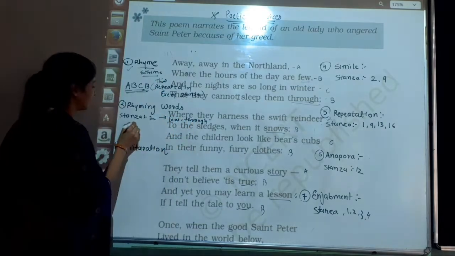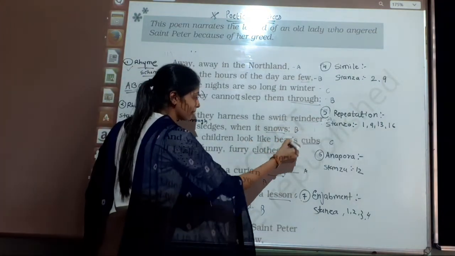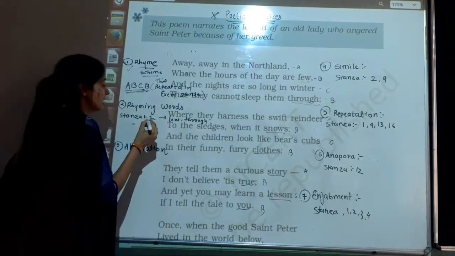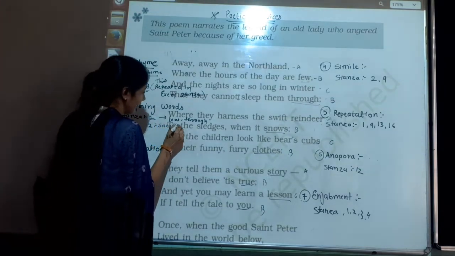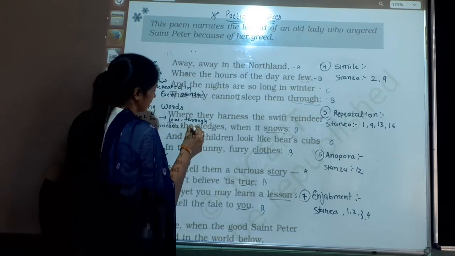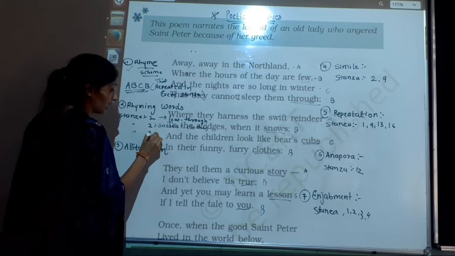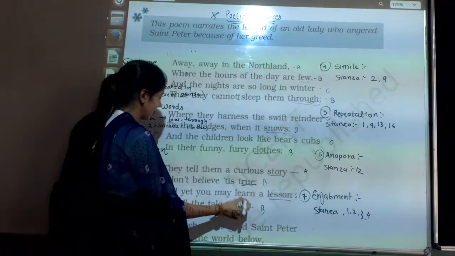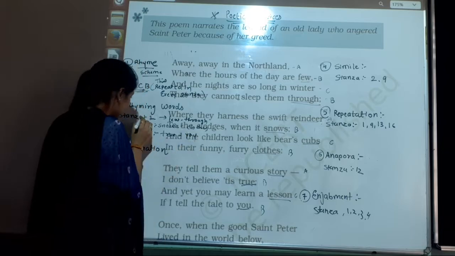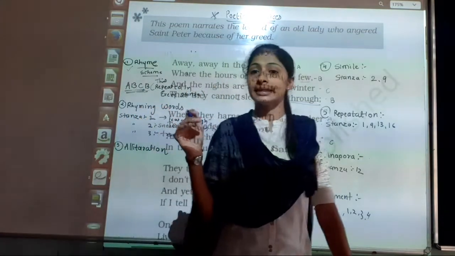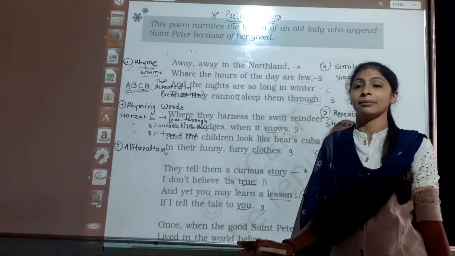Same as you will write here stanza number 2. What is the BB? If BB is there, this becomes the rhyming words. So snows and clothes. Understood, students? So like that on stanza number 3, you will write there true and you. So same as 1, 2 and 3, you will write there in the fourth stanza which type of rhyme scheme is used there.